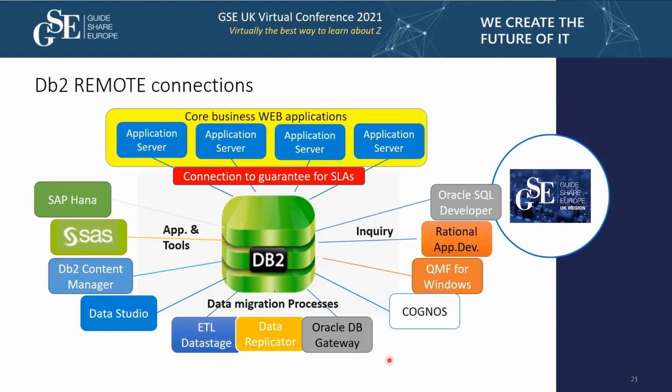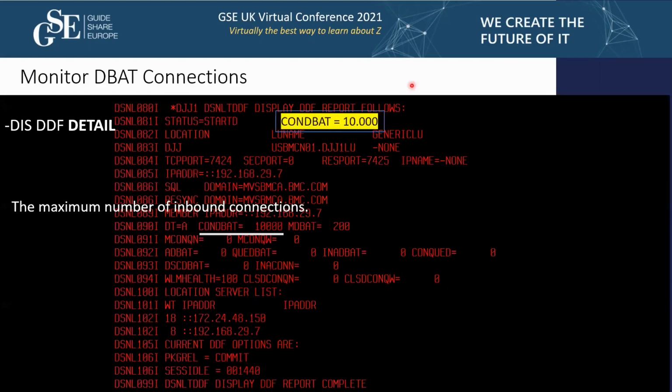But let's go deeper into remote connections. For example, what happens if we reach the maximum CONDBAT we have specified in our system? Here I'm showing you a display DDF detail of my environment, where I have my CONDBAT set to 10,000. This is just an example because I want to explain to you what happens if we reach this number.